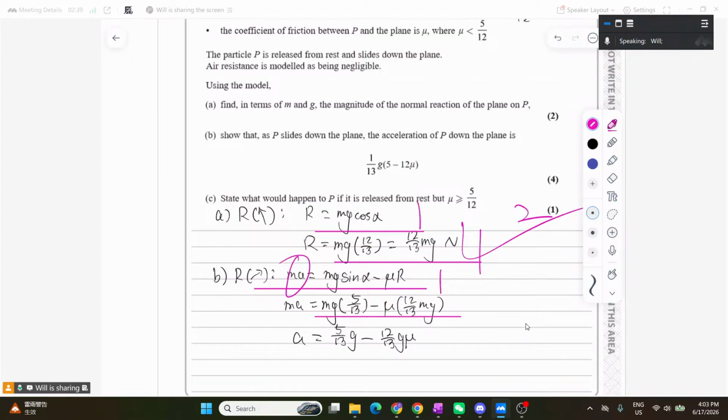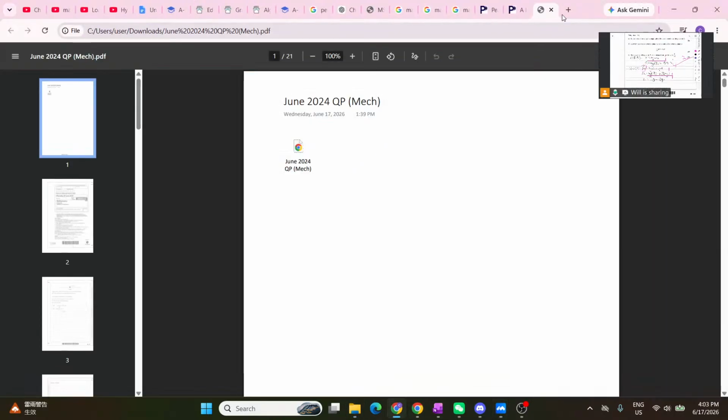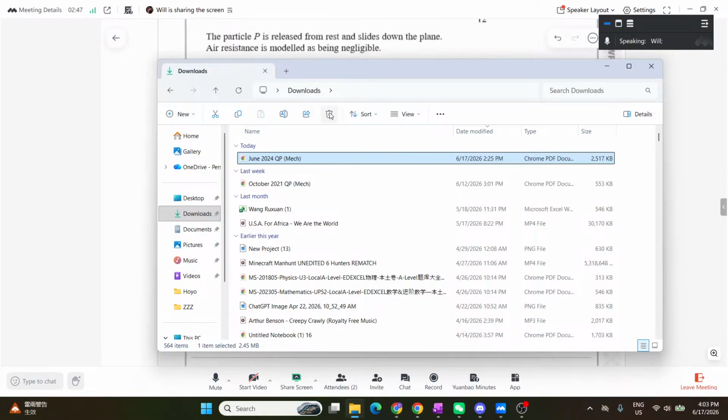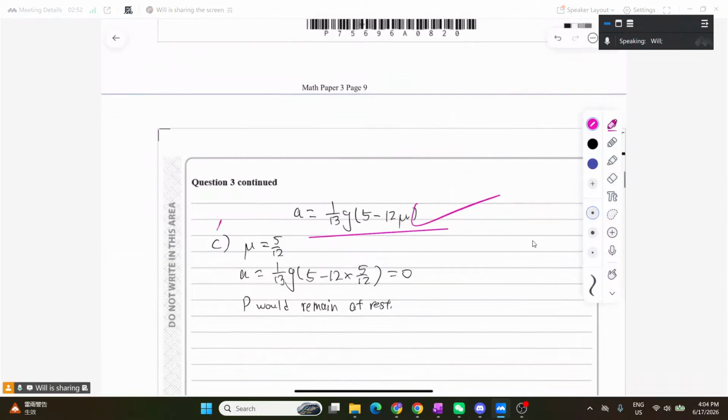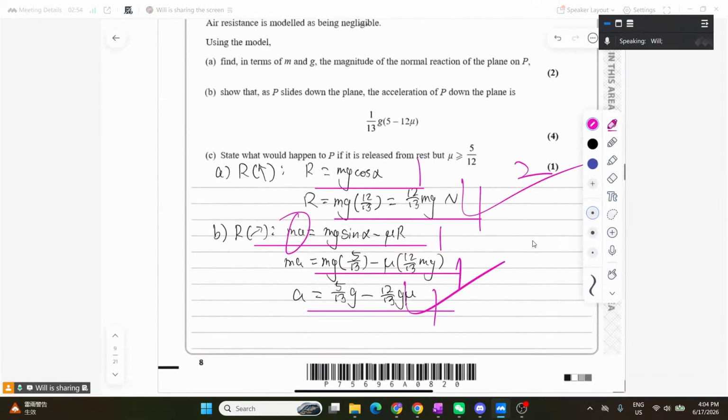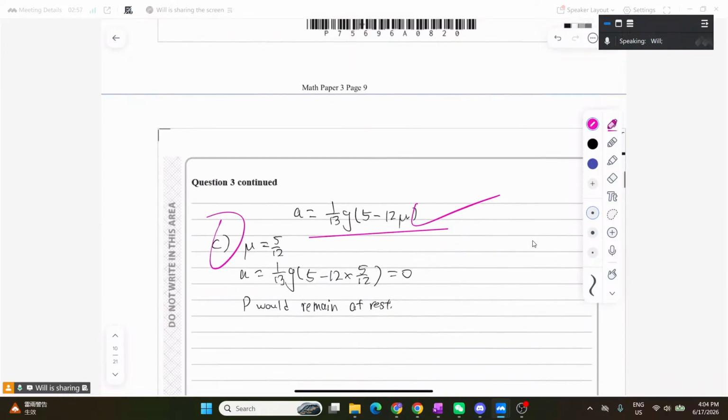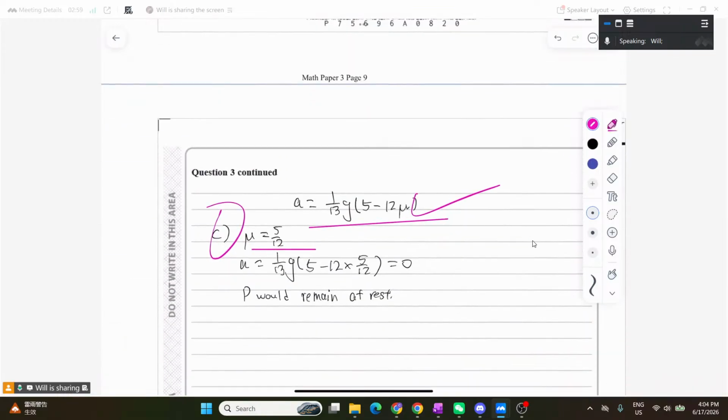And this is g over 13. It's 5 minus 12 mu, right? And the final answer, the g. No problem. And this one, simplify. For question C, you calculate the coefficient, it is 5/12. So the conclusion is that it must remain at rest. Okay, no problem.